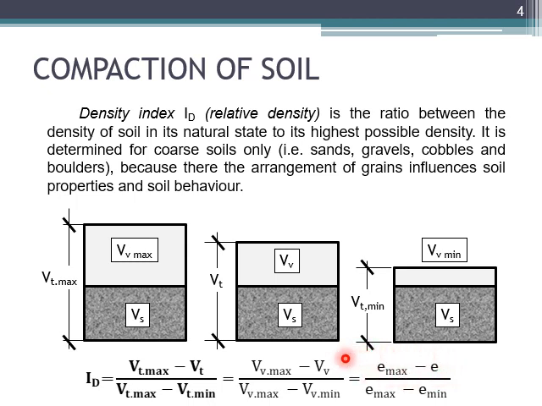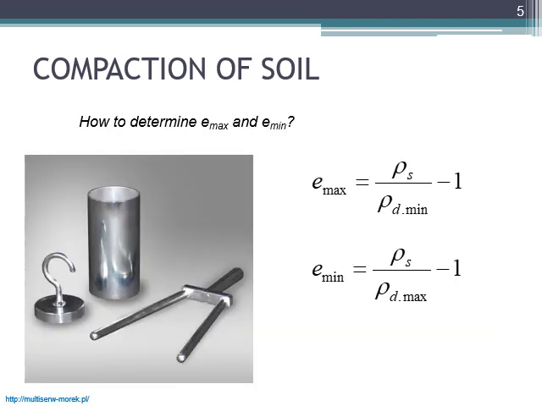And in the definition, always here in the top of the comparison, you will have the maximum void ratio minus the current void ratio of the sample divided by the range of the void ratios, so the e max minus e min. To determine the index of density of sand or gravel, you need to know the current void ratio of the soil and the possible maximum and minimum void ratio.